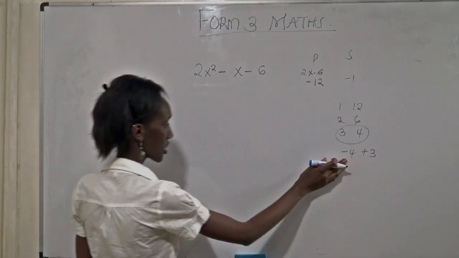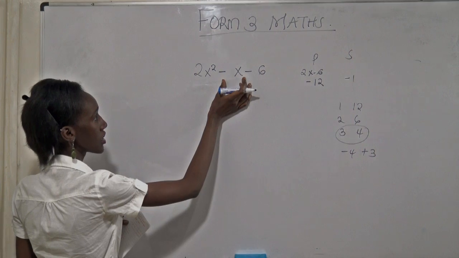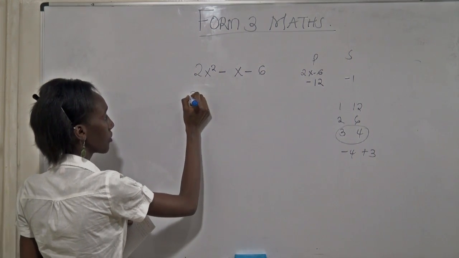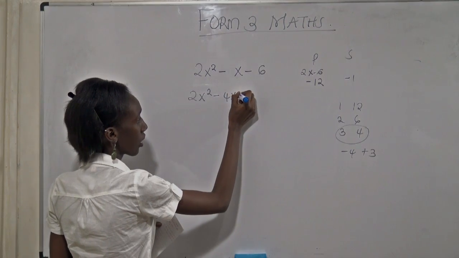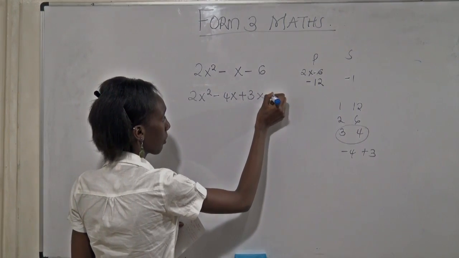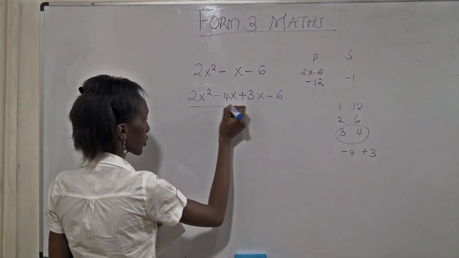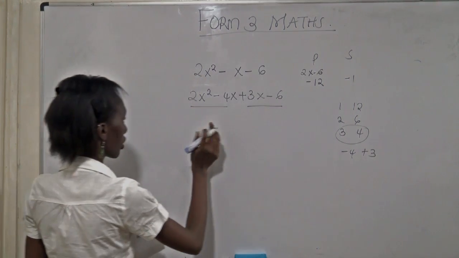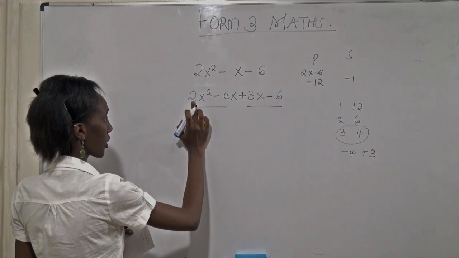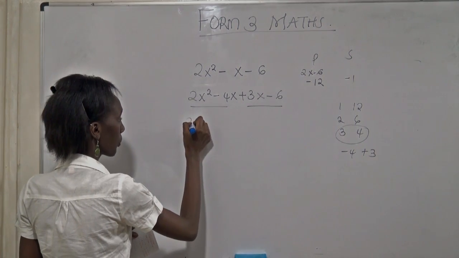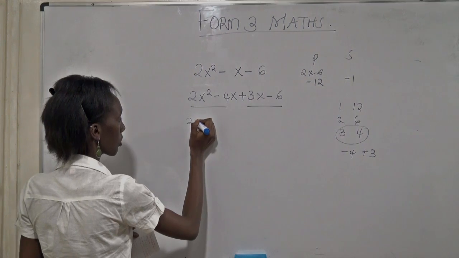So substitute these numbers in our middle term here. So I'm going to have 2x squared minus 4x plus 3x minus 6. So you factorize in sets of 2. So look for a common factor between this and this. The first common one is a 2. Then x is also in both of them.